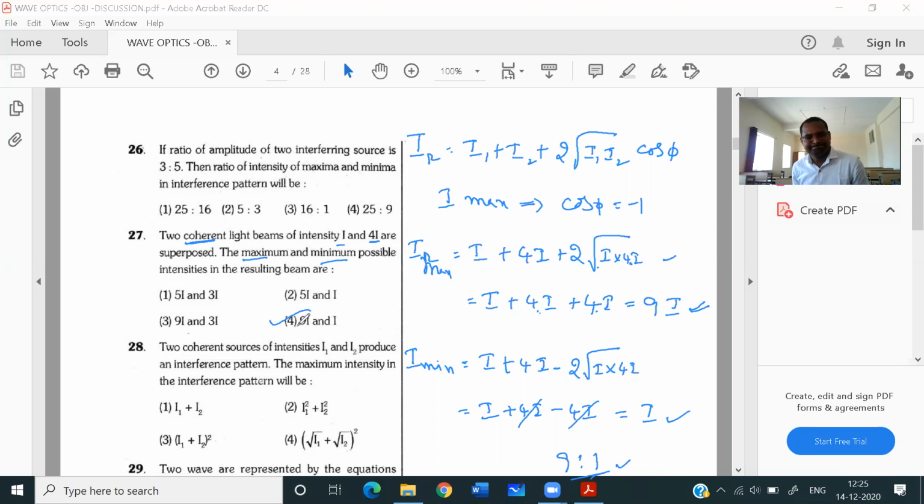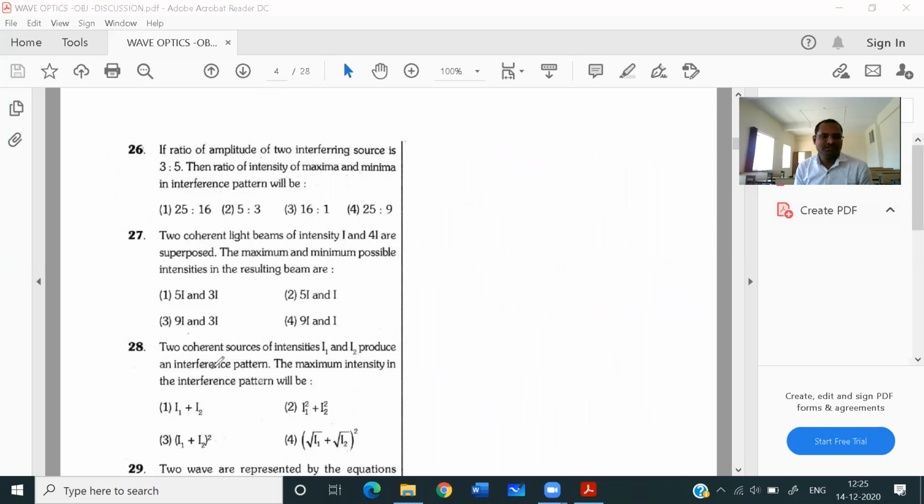Fourth option. Again similar questions all. Okay, next, question 28. Two coherent sources of intensities I1 and I2 produce an interference pattern. The maximum intensity in the interference pattern will be how much? Fourth option, it is a direct question: root I1 plus root I2 whole square. It is a formula based question. Clear?